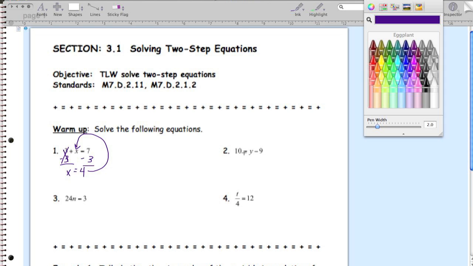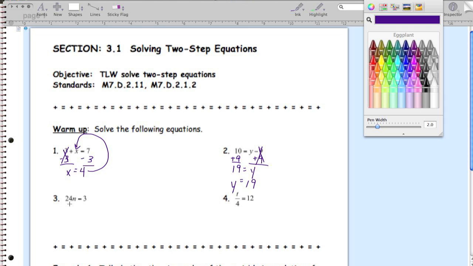Over here we have 10 equals y minus 9. So this is a minus 9, so we're going to do plus 9. And what you do on one side of the equal sign, you do on both. Those cancel, y comes down, and you get 19. So you can write it y equals 19.